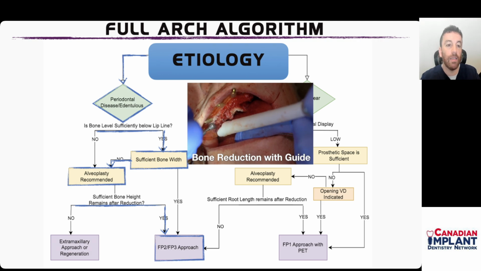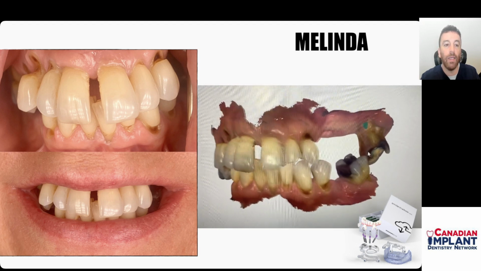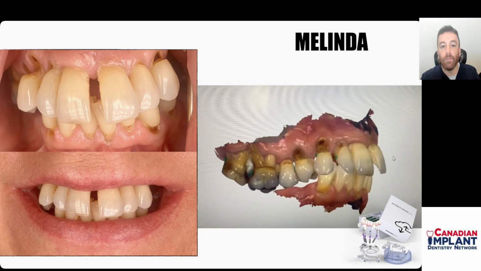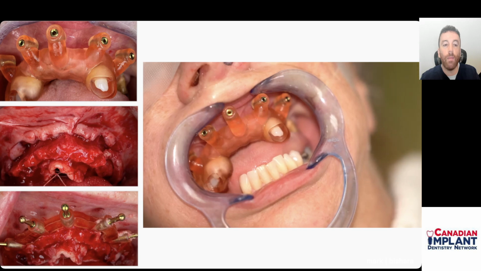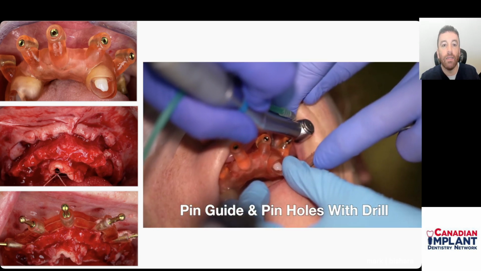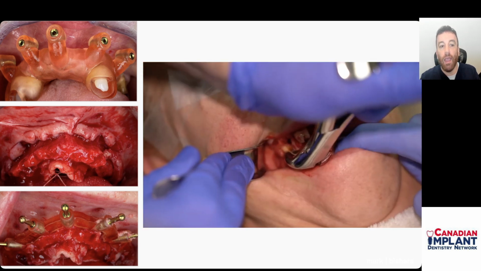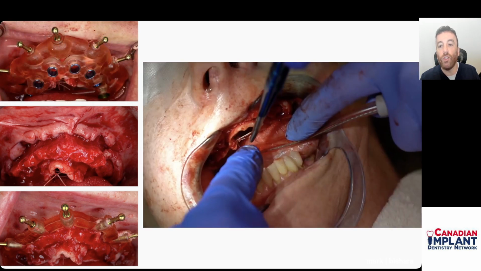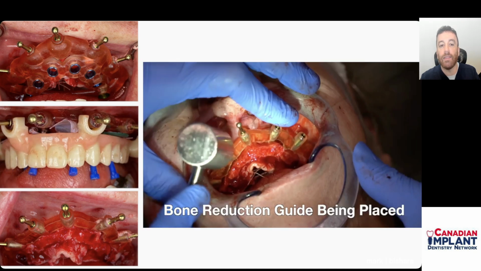So let's look at this case next. Melinda presented, like I said, with a number of mobile teeth in place. You can see here on the iOS scan. And at the time, we performed this case using the Straumann Smile in a Box protocol. This involves a number of stackable guides that are placed in position, and these rest on the teeth initially, and a number of pins help to hold that base plate in place, onto which an osteotomy guide is placed and allows for implant planning in the exact position.